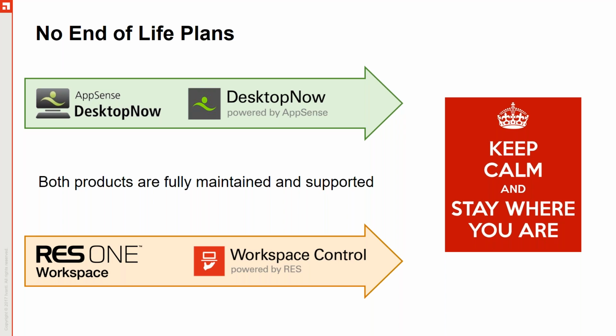I was in Madrid 2 weeks ago talking to various former RES customers about how they want to increase their deployment by 10,000, 20,000 seats. I've got customers who have deployed AppSense Desktop now to 220,000 seats, and they're continuing to do so. So both products continue to be fully maintained and fully supported, and that typically means that you can call up the help desk, you can, dare I say, raise any bugs if there are any.